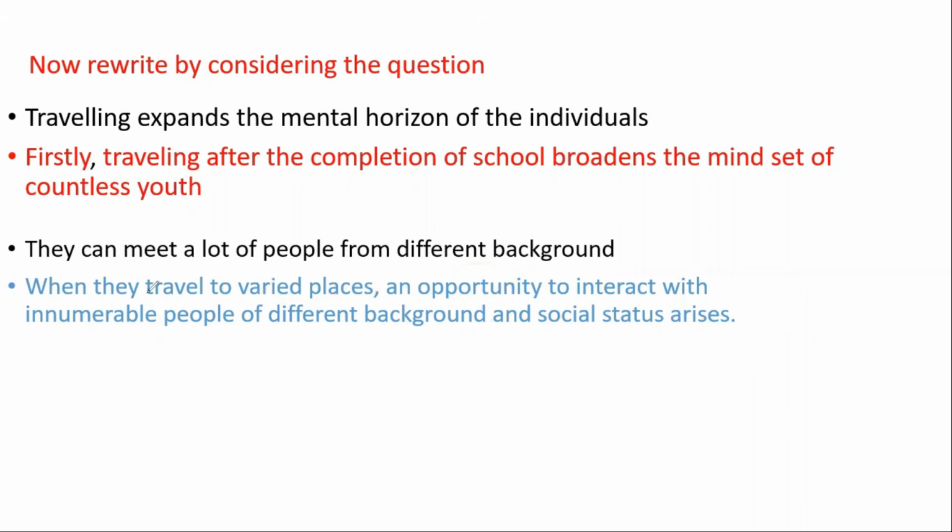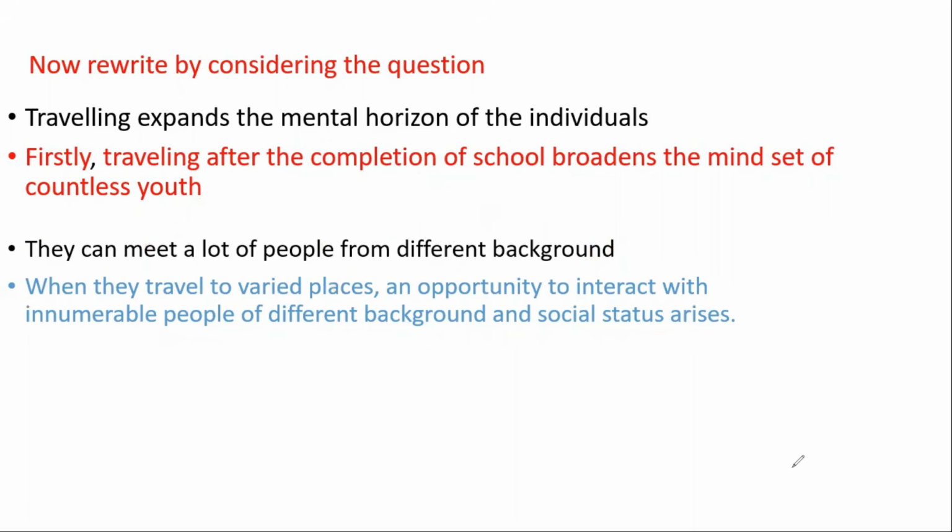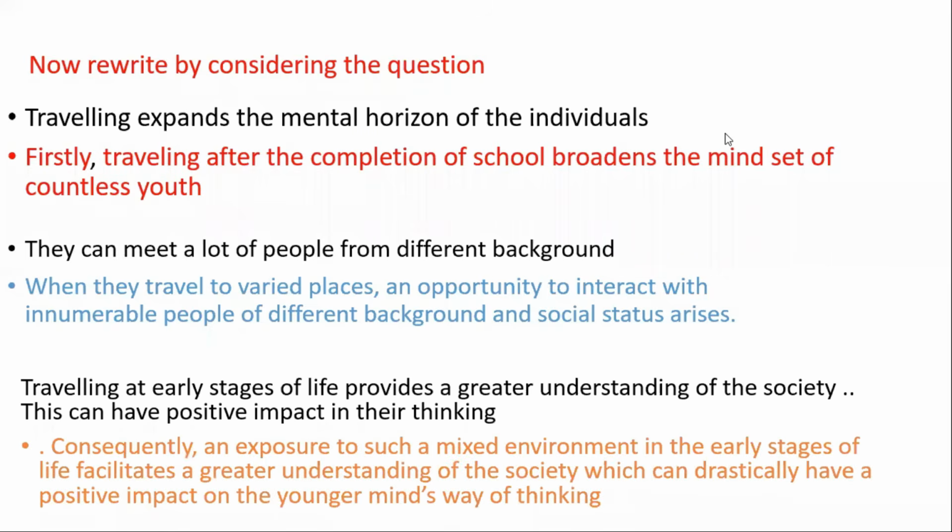How another person might have written: when they travel to varied places, they interact with innumerable people of different background. I did not write they interact again. So that is a nominalization I've already applied. You just have to have a close observation here. They can meet a lot of people from different background when they travel to varied places. An opportunity to interact with innumerable people of different background arises, and consequently what is going to happen?